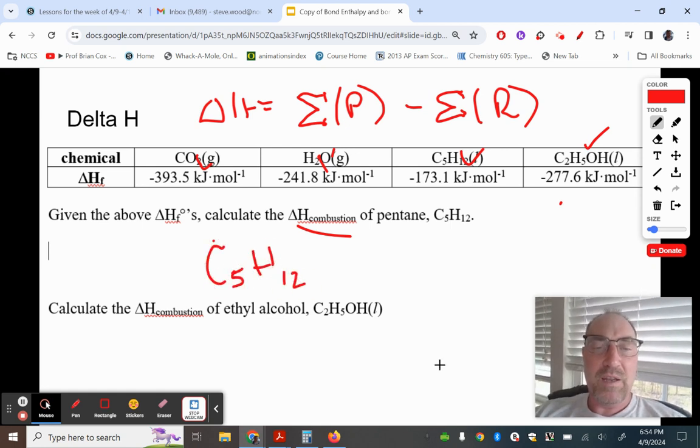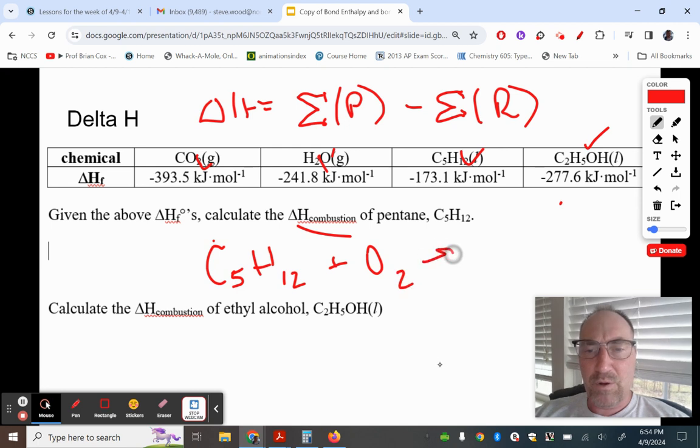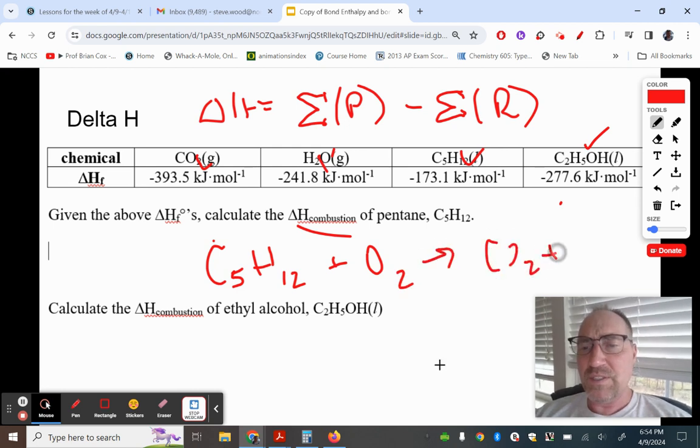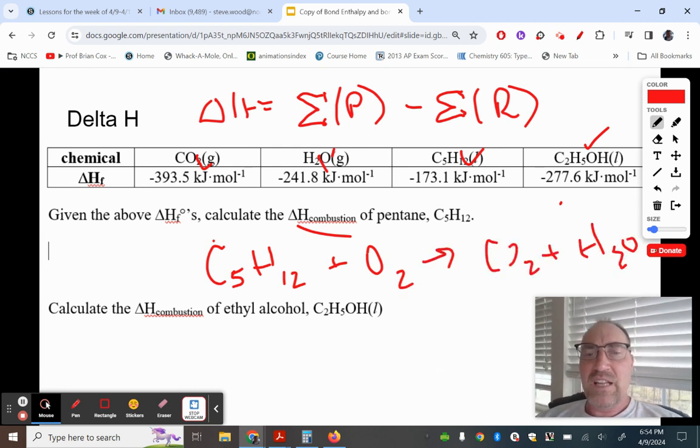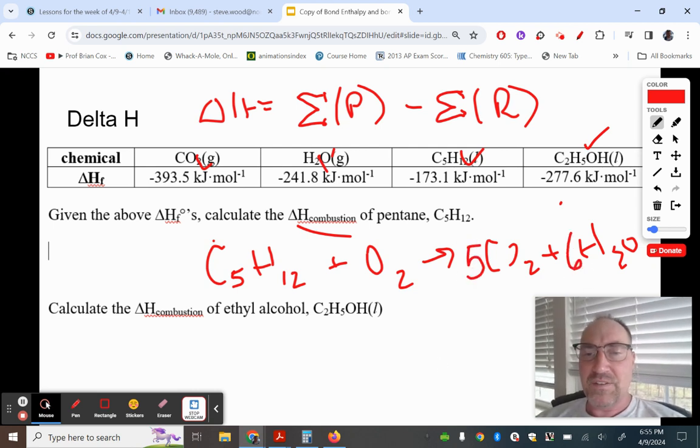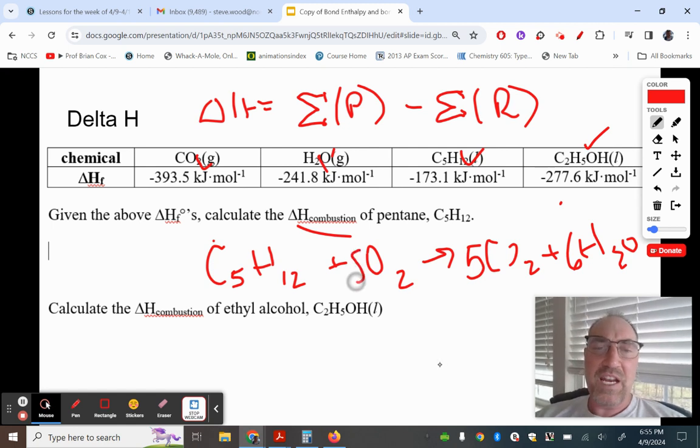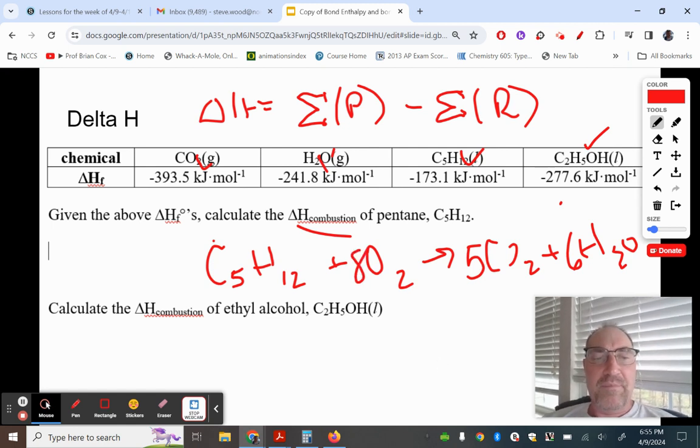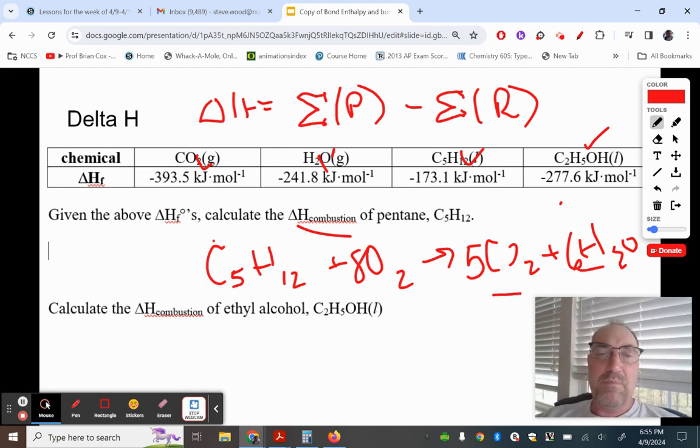So you're going to write C5H12 plus O2 arrow CO2 plus H2O. That's combustion always, right? Then you have to balance it. So 5, 6. All right, let's see. I've got 10 plus 6, so I'm going to put an 8 here. And then what you do from here is you take the sum of all of these minus these.